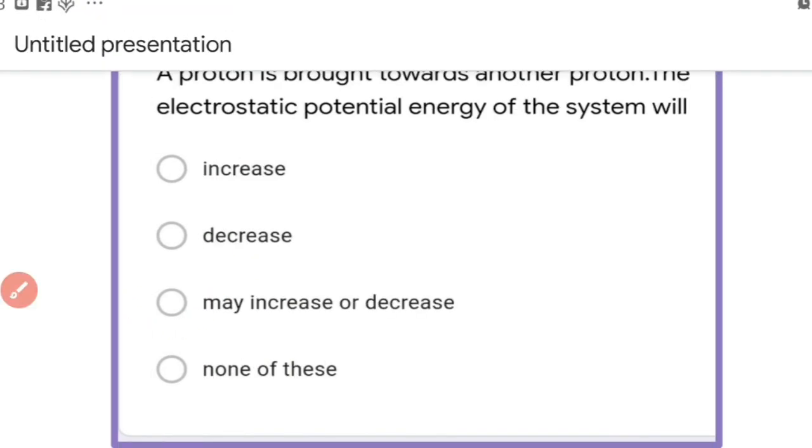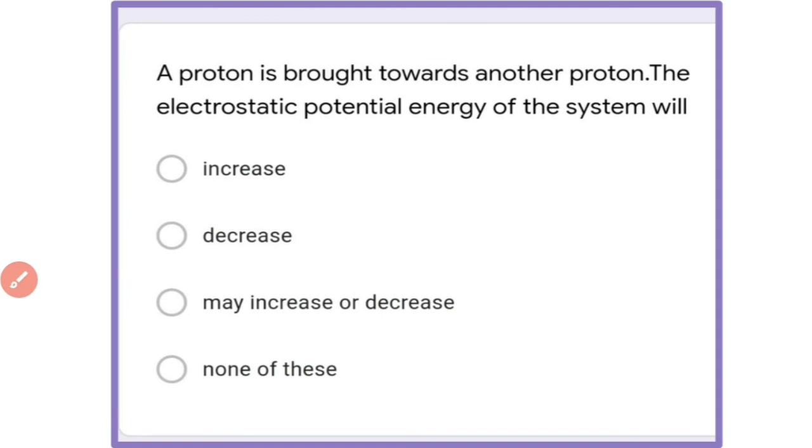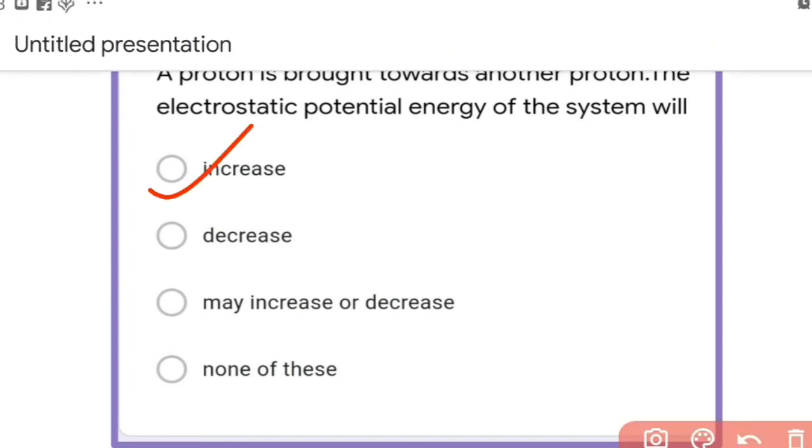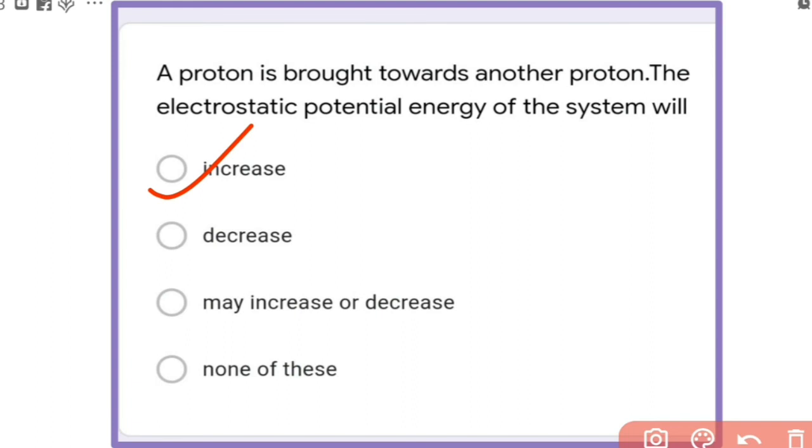Now coming to next, a proton is brought towards another proton. The electrostatic potential energy of the system will, so proton is brought towards another proton means the electrostatic potential energy is inversely proportional to what? Distance. Since the two charges are positive charge, the electrostatic potential energy of the system will increase. The potential energy of the system will be increasing. Okay. Now coming to the next question.